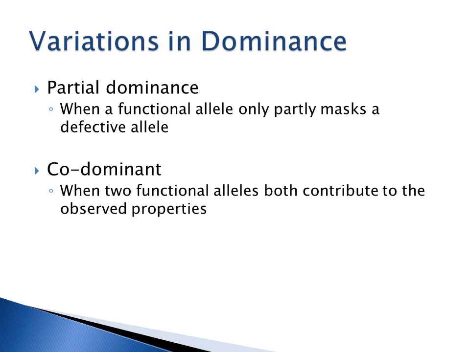You can have variations in dominance. So we talked about dominant allele and recessive allele. Well, you can have what's called partial dominance. And this is when a functional allele partly masks a defective allele. So that defective allele can come into play. In codominance, this is when you have 2 functional alleles that both contribute to the observed properties.